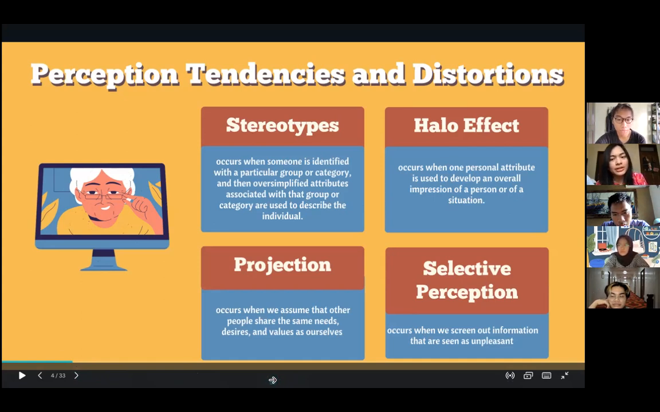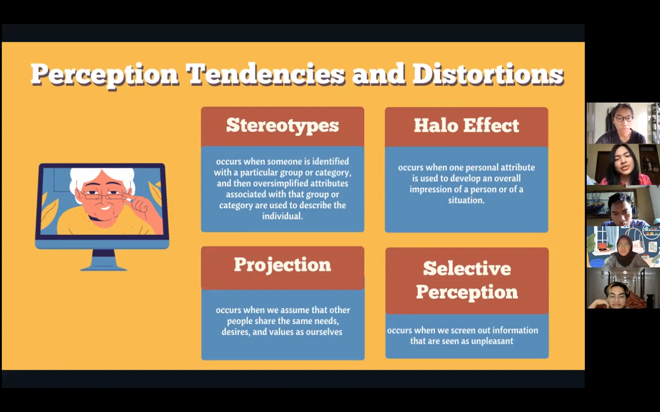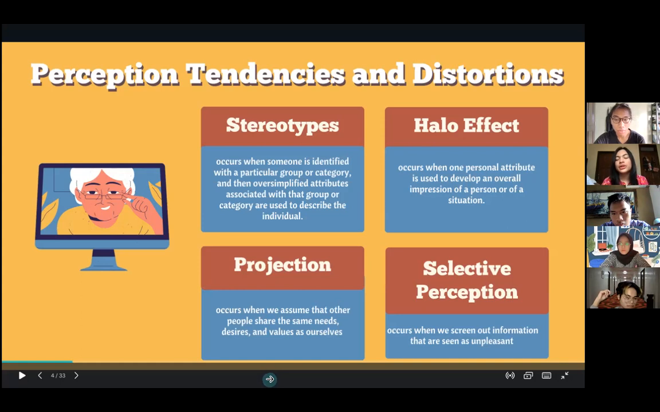Second one is halo effect, which occurs when one personal attribute is used to develop an overall impression of a person in a situation. For example, in an assessment meeting, a leader can have the tendency to change their opinion if one person that they wanted to criticize earlier comes in on time or with a tidy manner, then they will change their perception. Oh, this person just came on time. That means I will not give criticism to him anymore or her.